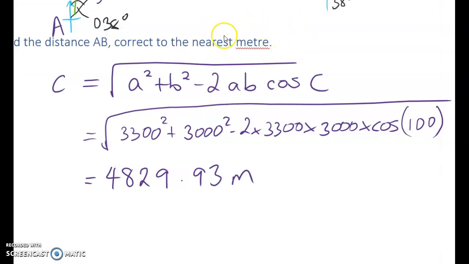Okay, now the question does ask to the nearest meter, so I'm going to have to round that off to 4,830 meters for our final answer. Wasn't that fun? Don't you love bearings?